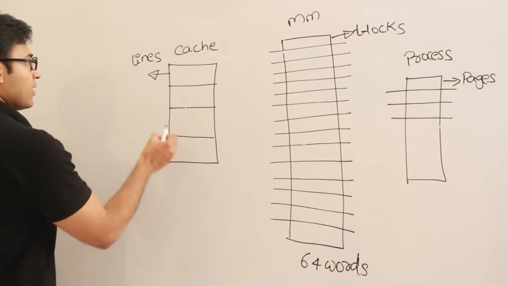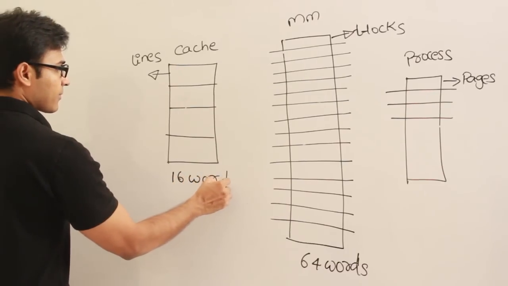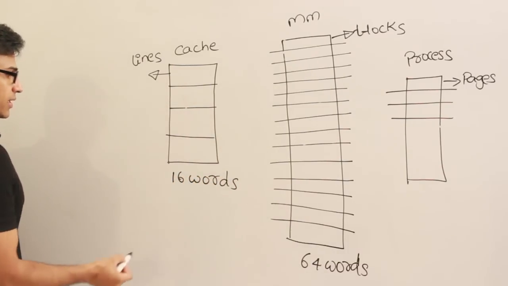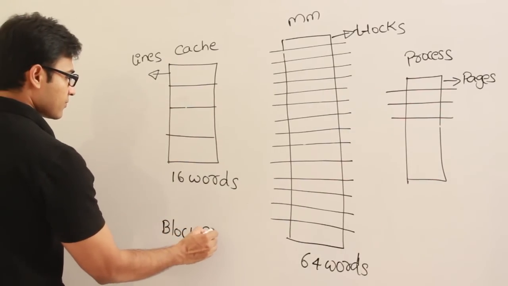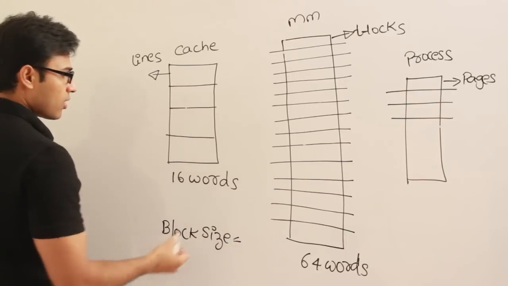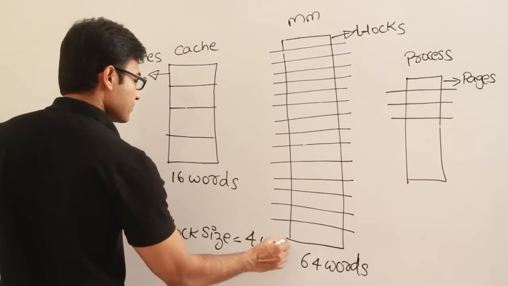And assume that this cache has 16 words, okay. And now let's say the size of one block is equal to, say, 4 words.